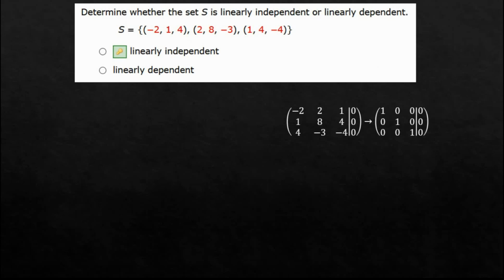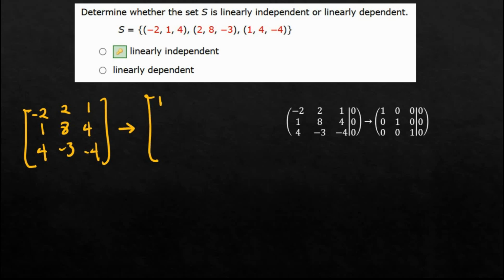All right. Well, let's look at this next one. If you have vectors, you write the vectors, make them stand up, and you can check a couple of things here. You can check negative 2, 1, 4, 2, 8, negative 3, 1, 4, and negative 4. You can see if that reduces to the identity matrix. And it does on your graphing calculator.